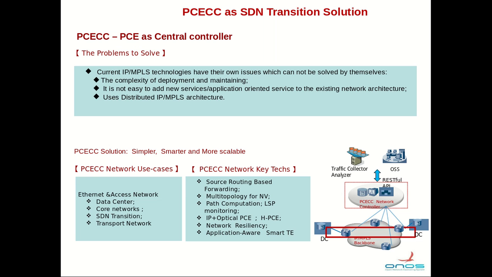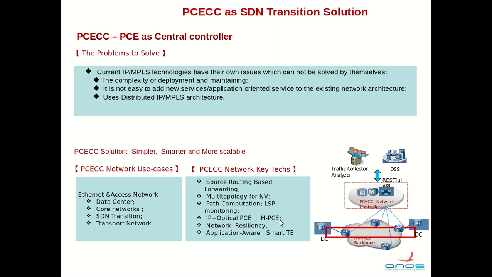Also for network use cases, PCCC can be applied to data center, core, SDN and transport networks. Among the key technologies for PCCC, segment routing is also used, as well as IP plus optical, where by using both IP and optical networks together we can compute the end-to-end path. We also have a hierarchical PCE, where we have layers of controllers which talk to each other when the network gets very big.